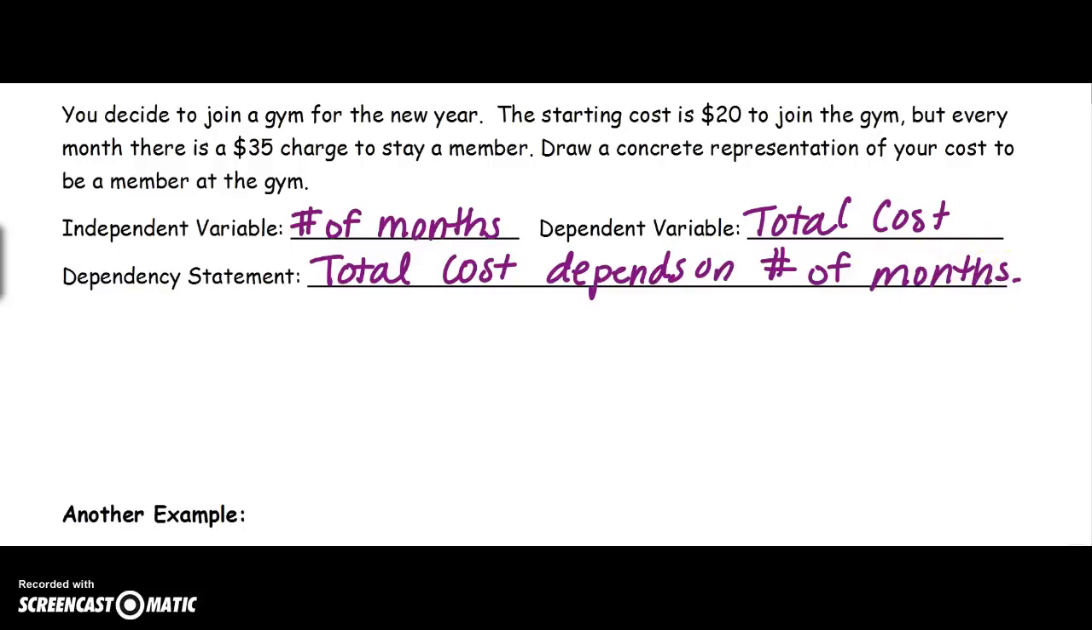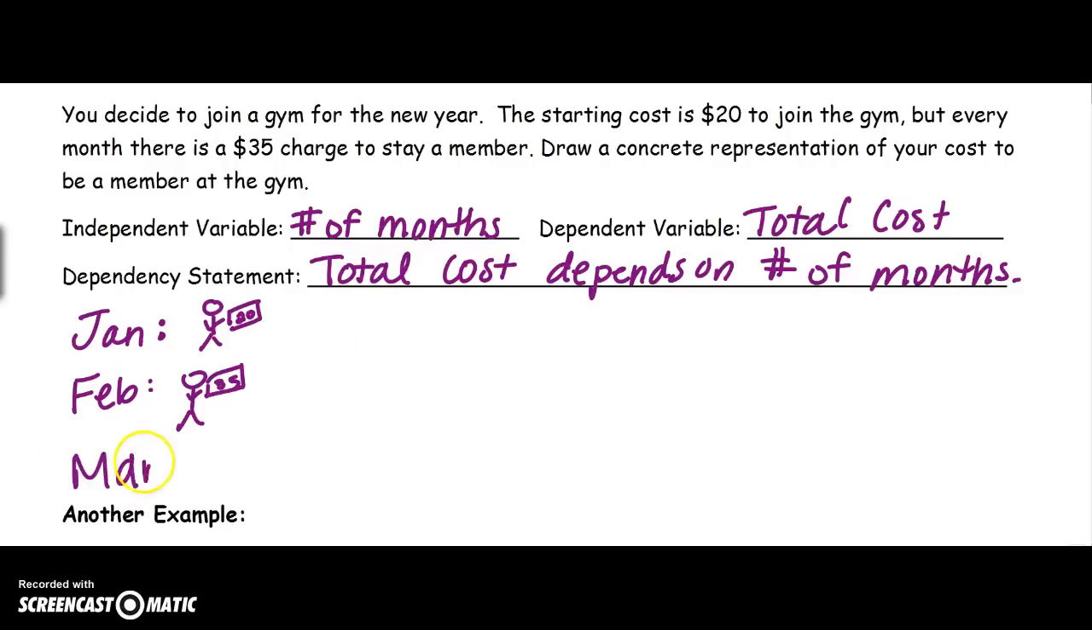Now, how can you draw this? Since we're joining for the new year, we have January. In January, you can draw your picture giving, let's say, $20 to join the gym. And then come February, here you are paying another $35 to stay a member. And then March, here you are again paying another $35.